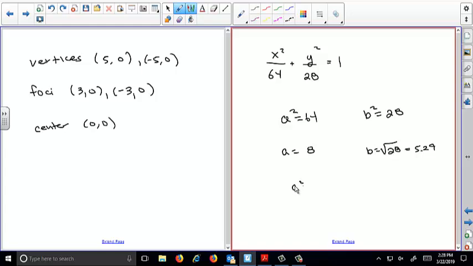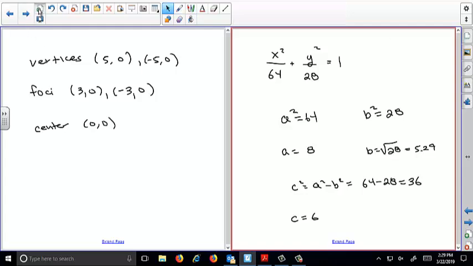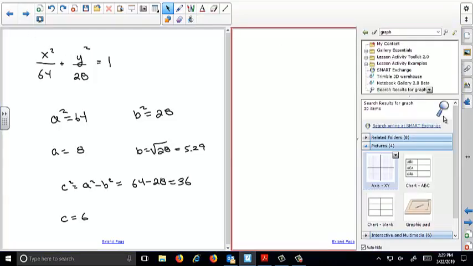So remember, C squared is equal to A squared minus B squared. So you have 64 minus 28. So 64 minus 28 is 36. So C is 6. That's why they chose the square root of 28. A lot of times the vertex is kind of a weird number, but they've chosen the minor axis length to be a square root so that the foci were normal. Okay, so let's pull out our graph paper here.